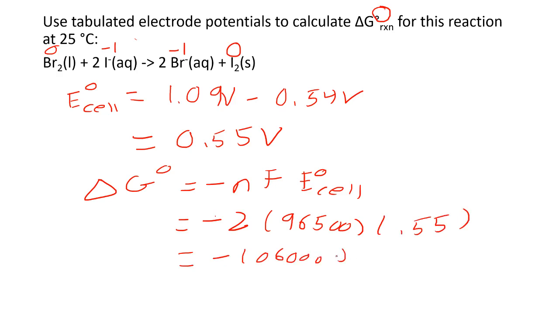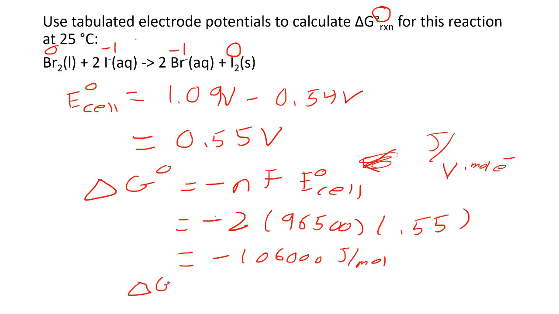What's important to remember is this is going to be in joules per mole, and that's because of the unit on Faraday's constant, which is joules per volt mole of electrons. So the volts canceled from the E cell. Unit-wise, we're just going to have joules. Faraday's constant is joules per volt mole of electrons, so that's why we're in joules and not kilojoules yet.